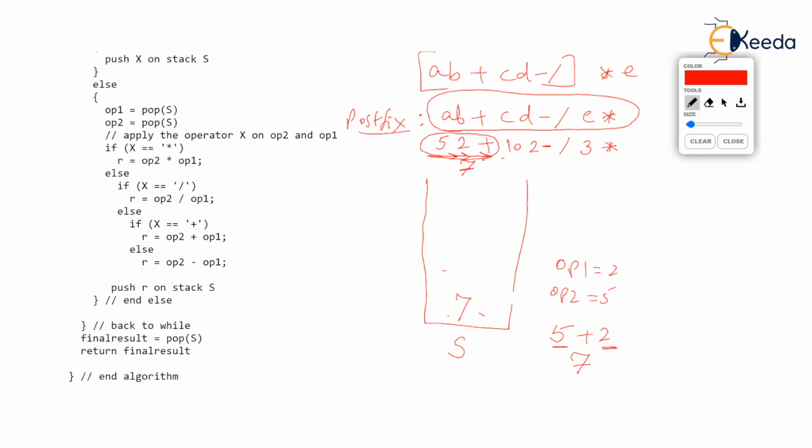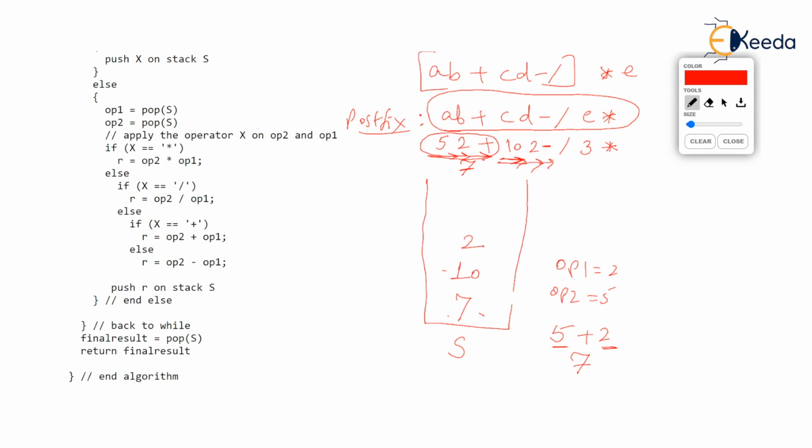Now when you continue scanning the postfix expression, the next token you get is 10. It was 10 2 minus, isn't it? So the next token you get is 10. 10 is an operand, so you push it. Next token you get is 2. 2 is an operand, so push it. And now the next token you get is minus.